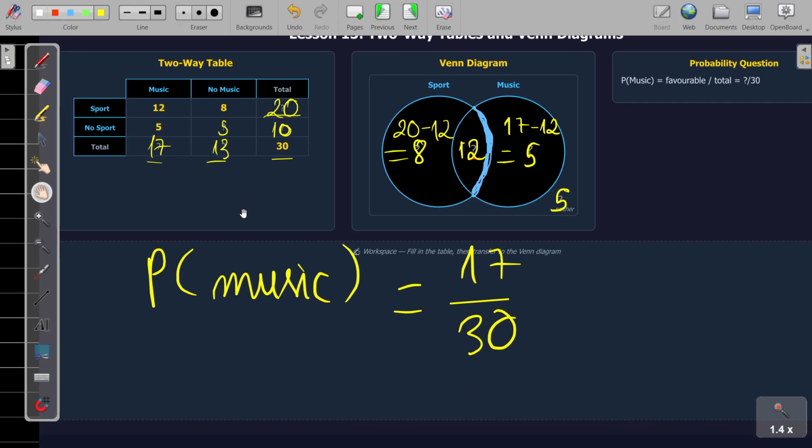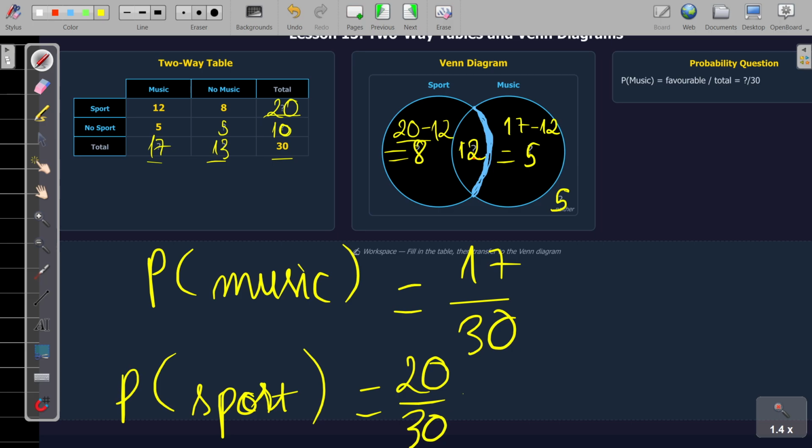That's for music. What about for sport? Sport's the same thing. You just put this 20 number in here and you get 20 over 30, and if you simplify this, it's 2 over 3. So for every 3 students in the class, 2 students play sports. Pretty healthy for a classroom.